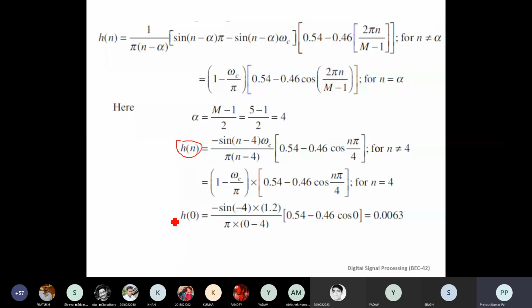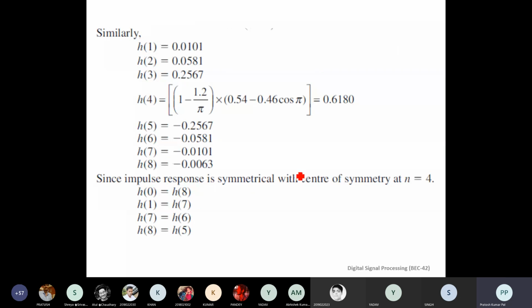But finally we have to find out the coefficients of this impulse response. These are the coefficients of h of n, that is, whatever our desired impulse response is. By putting in different n values, we will find the coefficients. After finding them, it can be seen that the coefficients are symmetrical along n equals 4.